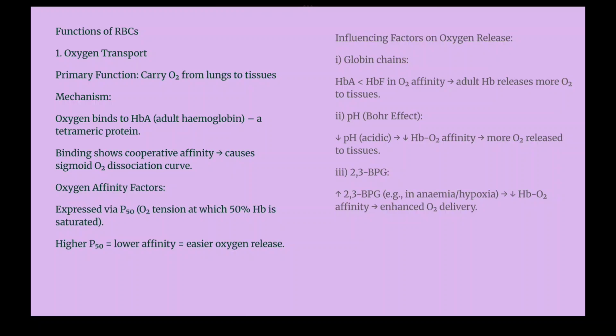Now pH acts through the Bohr effect. If the blood has a lower pH, that is, if the blood is acidic in nature, then there is lower oxygen and hemoglobin attachment, thereby releasing more oxygen to the tissues. If the Hb and O2 binding is lower, it is easier for the oxygen to be released from the RBC to the tissues. So pH plays a vital role, and acidic pH helps in easier release of oxygen to the tissues.